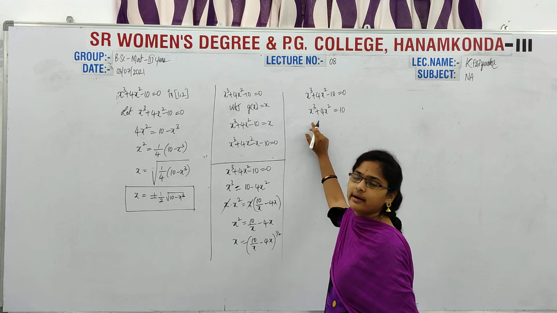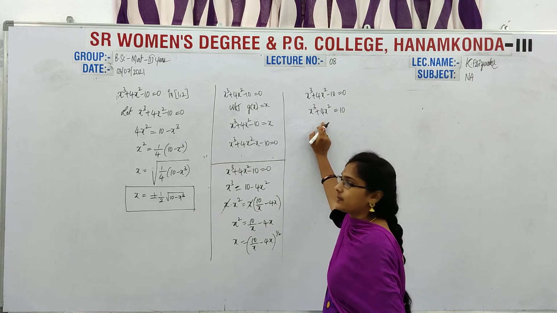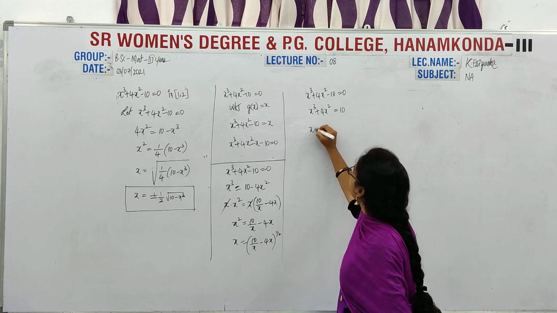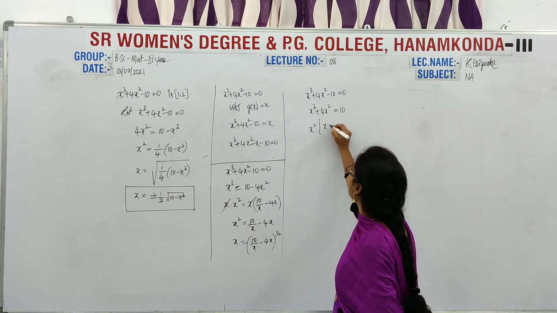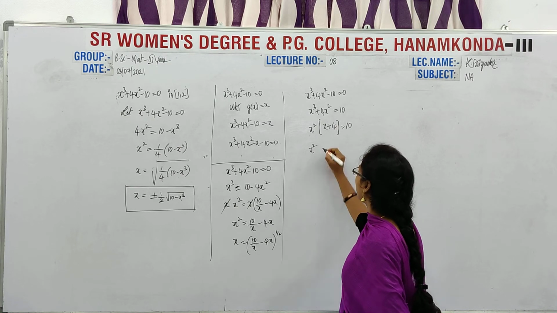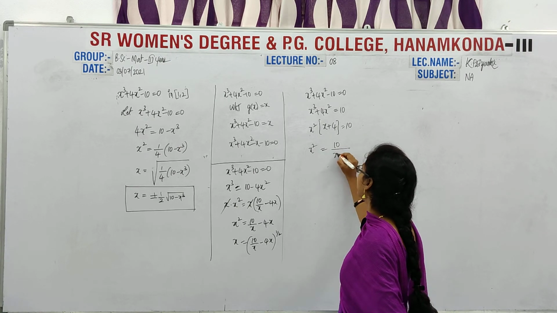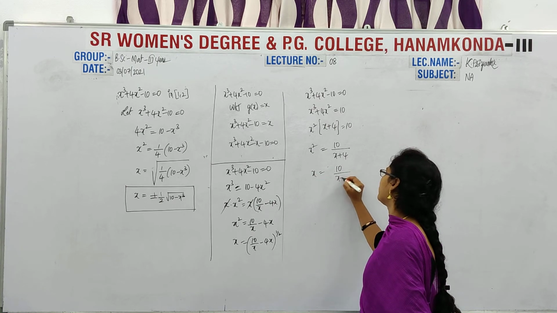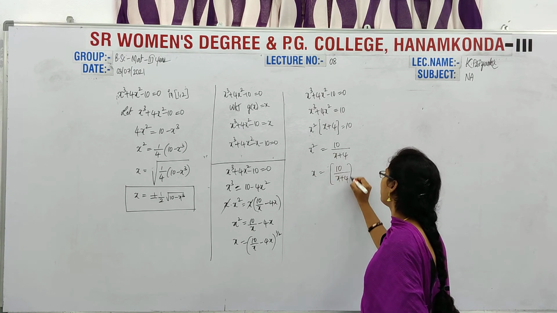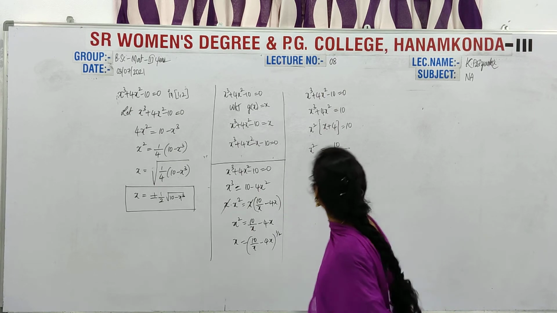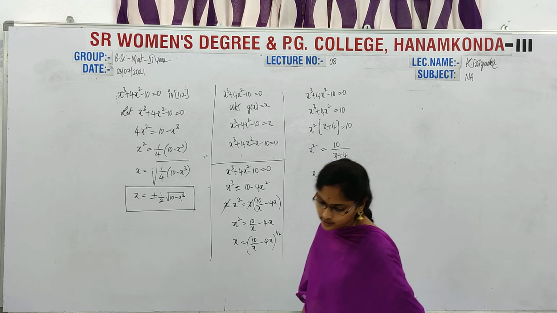Okay, and here what we have, x cube plus 4x square, we can take x square common. So now simply I am taking x square common, then I will get x plus 4 equal to 10. So now x square equals 10 by x plus 4. Now x is equal to 10 by x plus 4 whole to the power of 1 by 2. This is another value. Once I want to check. Yes, so this is nothing but another value.